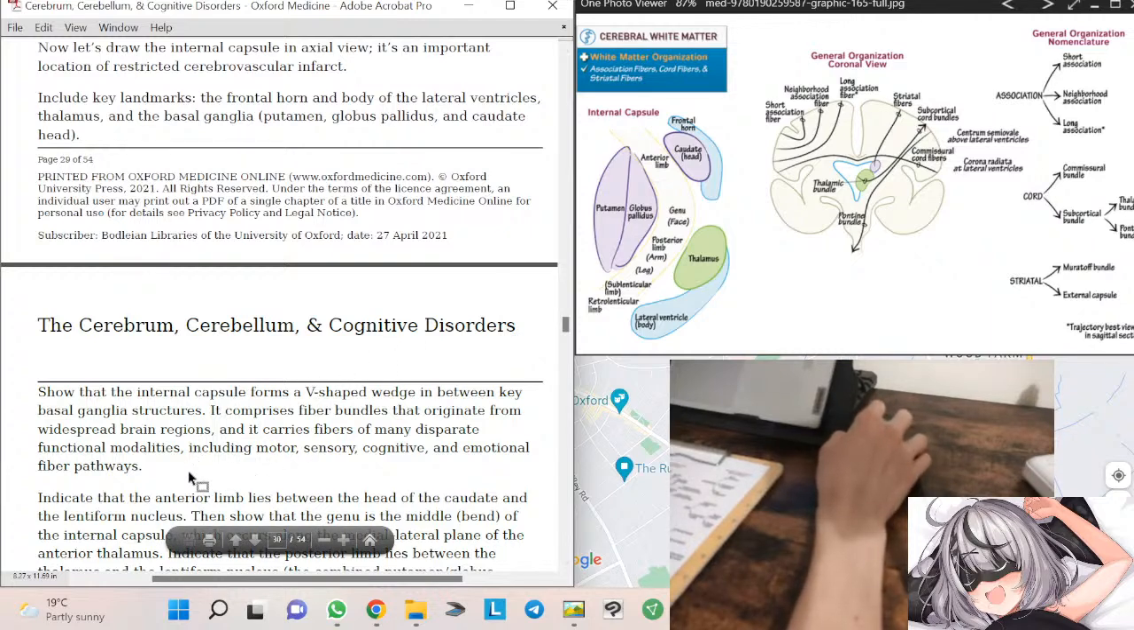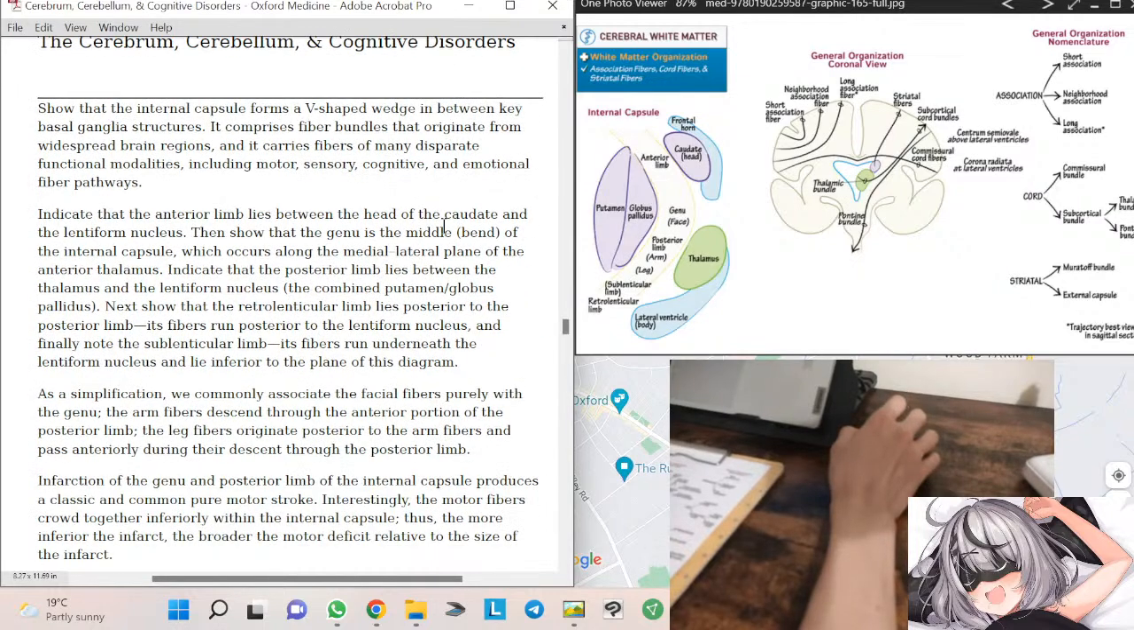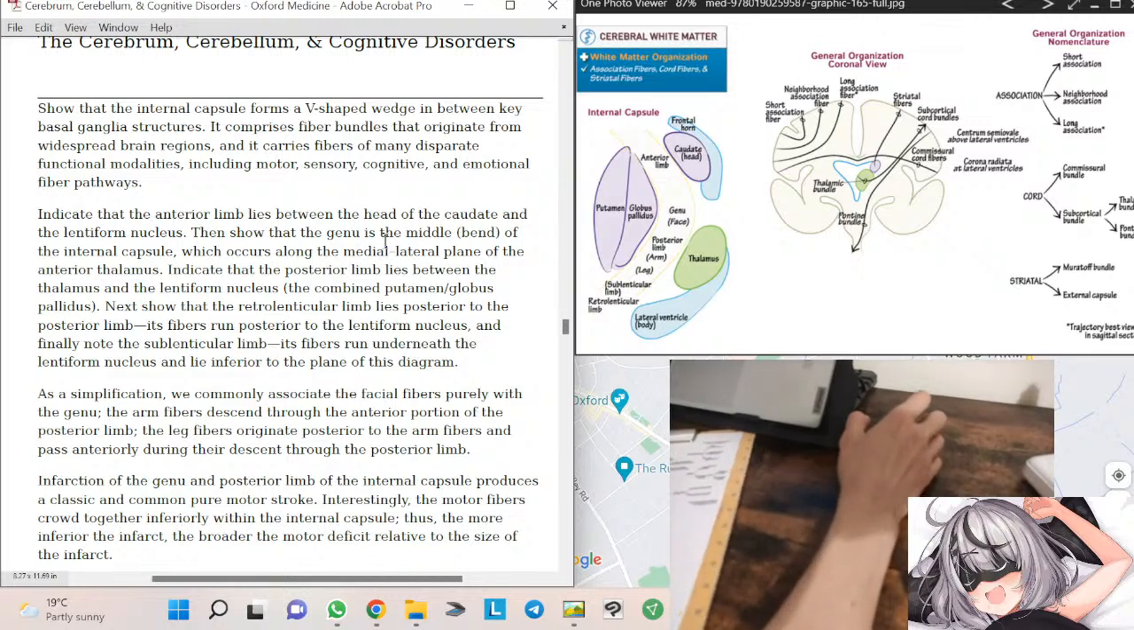It comprises fiber bundles that originate from widespread brain regions, and it carries fibers of many disparate functional modalities, including motor, sensory, cognitive, and emotional fiber pathways. Indicate that the anterior limb lies between the head of the caudatus and the lentiformis nucleus. Then show that the genu is the middle band of the internal capsule, which occurs along the medial lateral plane of the anterior thalamus.